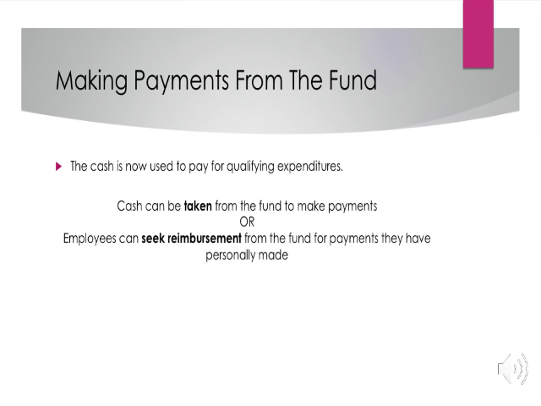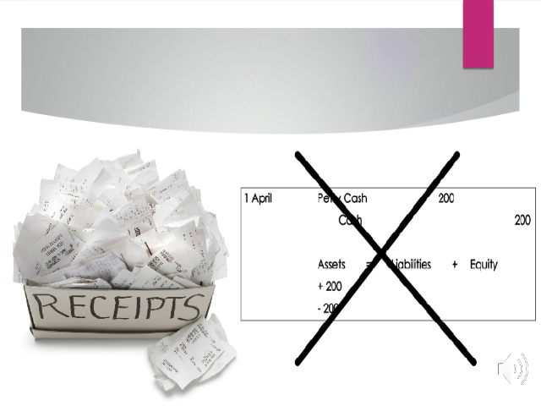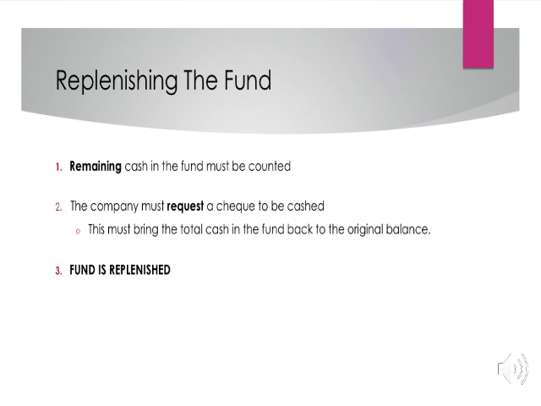Once established, the cash is now used to pay for qualifying expenditures. Cash can be taken from the fund to make payments, or employees can seek reimbursement from the fund for payments they have personally made. It is important in both cases that receipts are collected, and no journal entries are required for this step. Finally, replenishing the fund.